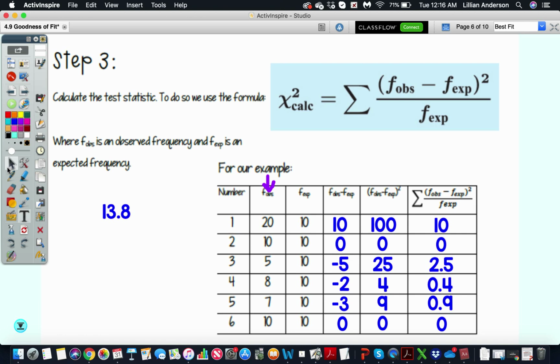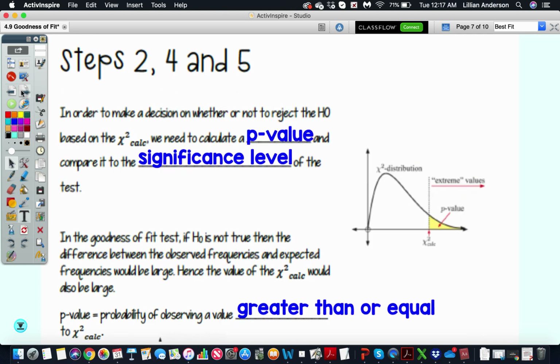Okay? So, in order to make a decision on whether or not you're going to reject the null hypothesis, it's going to be based off of this value, or it's going to be based off of your p-value, depending on what the question asks you to find, what information you're given as well. Okay? So we're going to look at it from the p-value perspective. In order to make a decision on whether or not to reject the null hypothesis, you need to calculate the p-value and compare it to the significance level. This is not changed from the chi-square test. You still compare the p-value with the significance level.